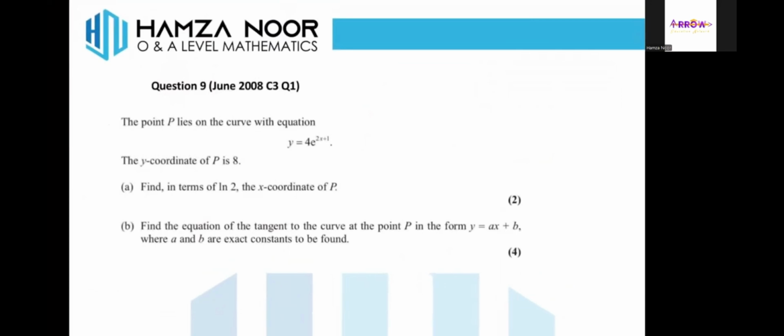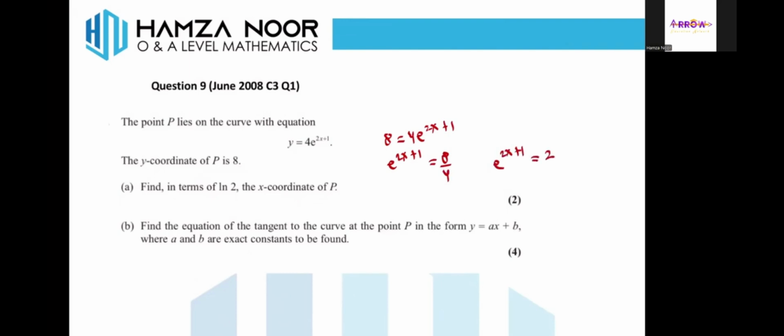Okay, so the question says that the point P lies on the curve with equation y equals 4 times e raised to the power of 2x plus 1, and the y coordinate of P is 8. Find, in terms of ln 2, the x coordinate of P. This is the requirement of part A. So we know that the y coordinate of P is 8, so 8 equals 4 times e raised to the power of 2x plus 1. Therefore e raised to the power of 2x plus 1 equals 8 divided by 4, meaning e raised to the power of 2x plus 1 equals 2.